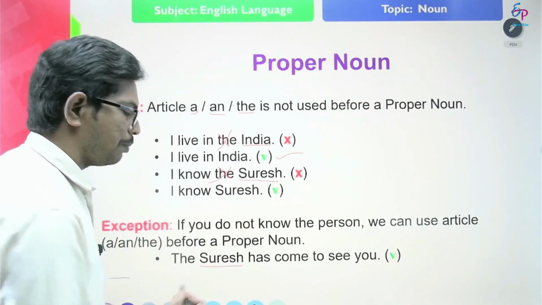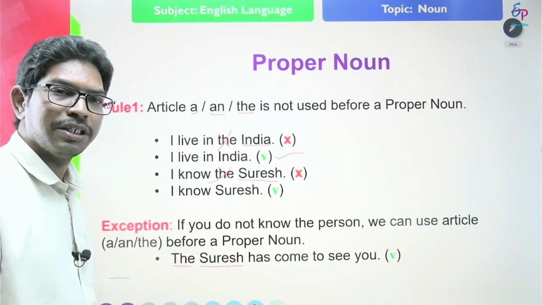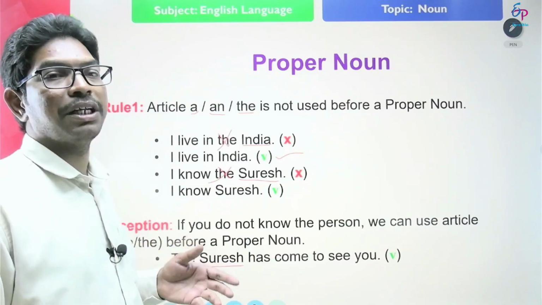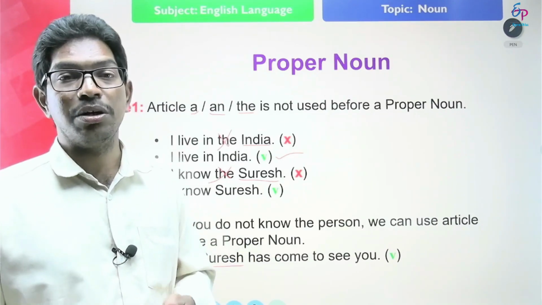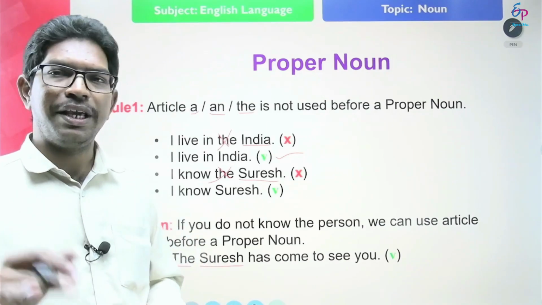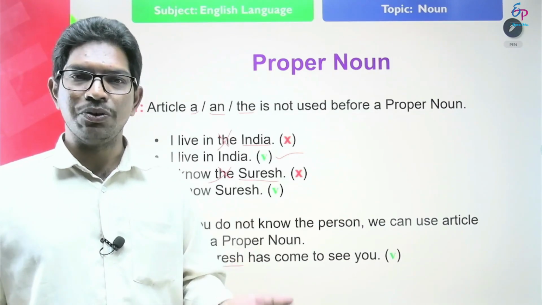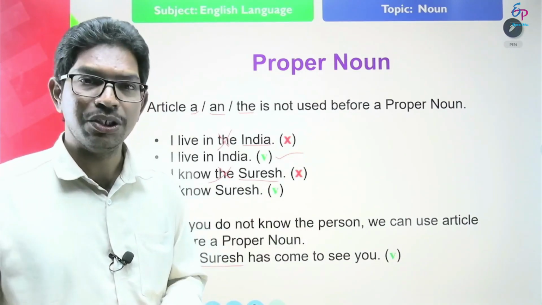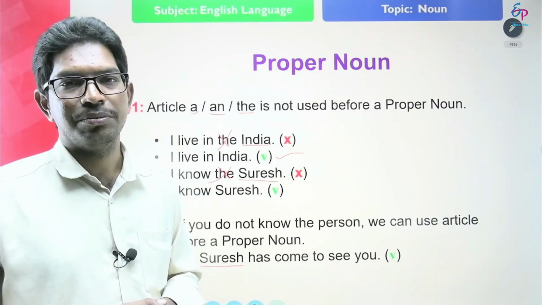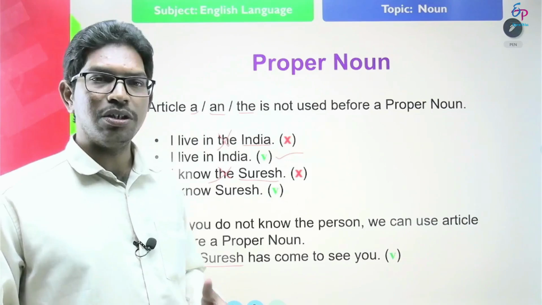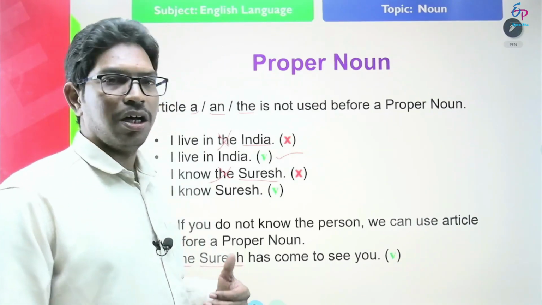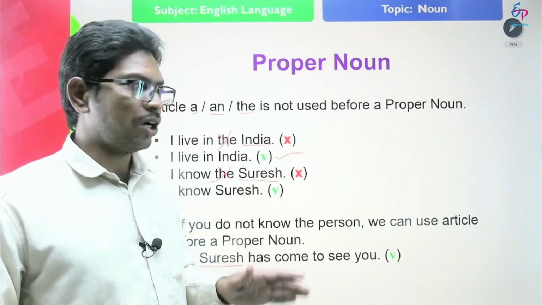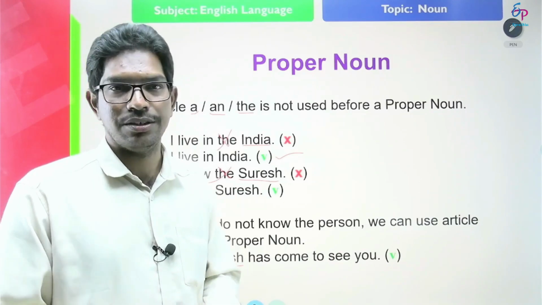What is Suresh here? Proper noun. Article the is used here. Is it a correct sentence or not? It's a correct sentence. Because the Suresh has come to see you means you don't know the particular Suresh you are talking about. Somebody came and spoke to you: I am Suresh, I want to meet so and so person. Then you went to that person and you are saying the Suresh has come to see you. Means you don't know that Suresh. So clear? So if you do not know the person, we can use article the, a or an before a proper noun. Otherwise, we cannot use articles before them if you know the person or place or anything else.